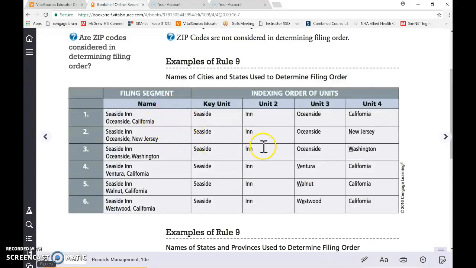So when you're doing this type of indexing, you will always take a look. If the name is the same for the main unit, then you need to take a look at the city and then the state. As you can see here, there were several that were Oceanside, and so you put those in order as Oceanside, but you have to go by the state since they were still identical at that point. The Seaside Inn for these other ones are in Ventura, Walnut, and Westwood.